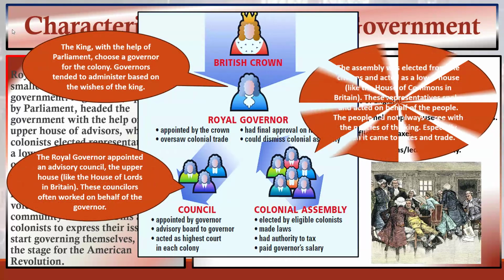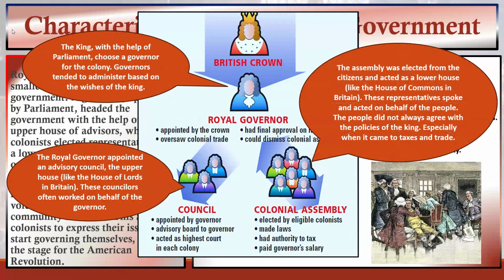And then you'd have the colonial assembly. Okay, and the assembly was elected from the citizens and acted as a lower house, like the House of Commons in Britain. These representatives spoke and acted on behalf of the people. The people did not always agree with the policies of the king. They didn't always agree with what the king wanted to do, especially when it came to taxes and trade. So already you can kind of see a contention or a contest going on, or a tug of war, if you want, between these two groups.